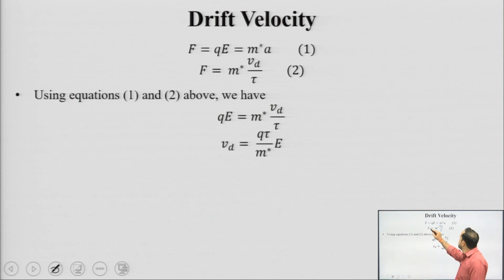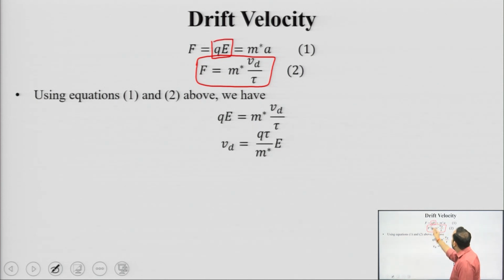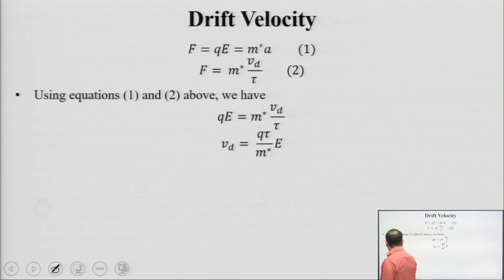These two equations, okay. So, if I continue with this equation, I already have this here with me. So, I can equate these two, I can equate 1 and 2, right. If I equate 1 and 2, I am going to get Q dot E equal to this V d by tau, okay, which means my drift velocity is proportional to electric field.